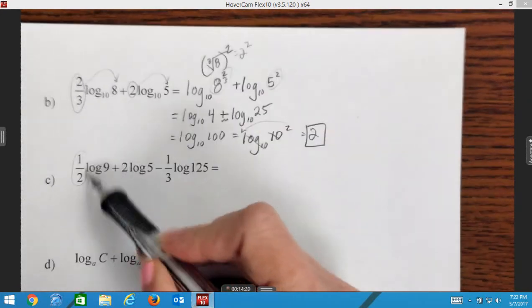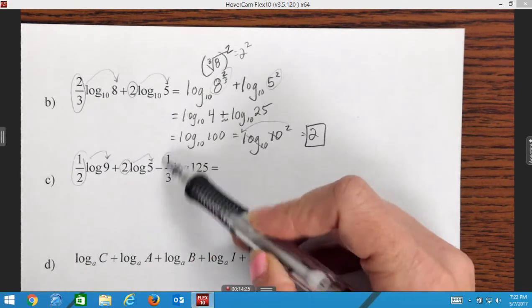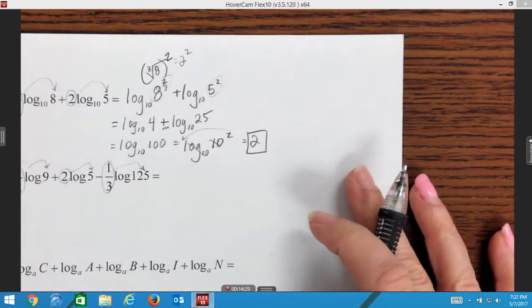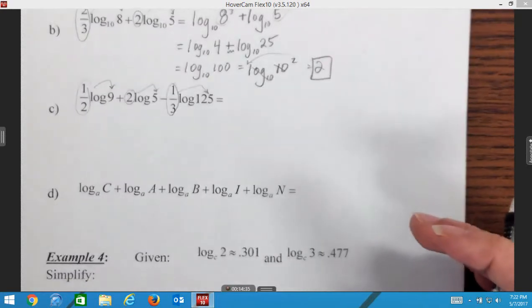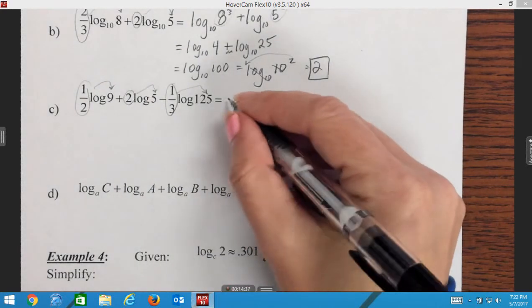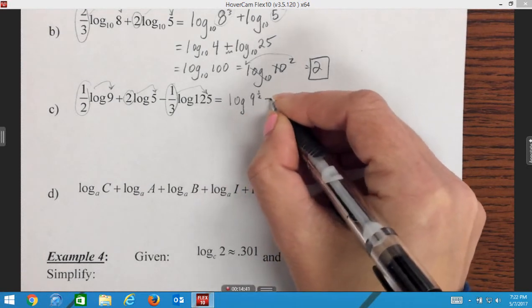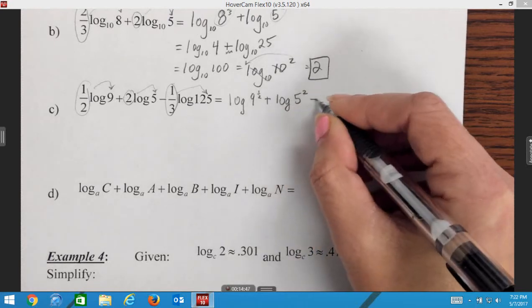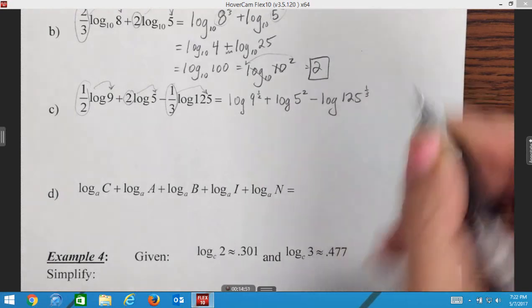Next one, we take that half and we put it on the 9. We take this 2, we're going to put it on the 5. And then the 1/3, we're going to put that on the 125 first. Okay, so we'll have log of 9 to the half plus log of 5 squared minus log 125 to the 1/3.